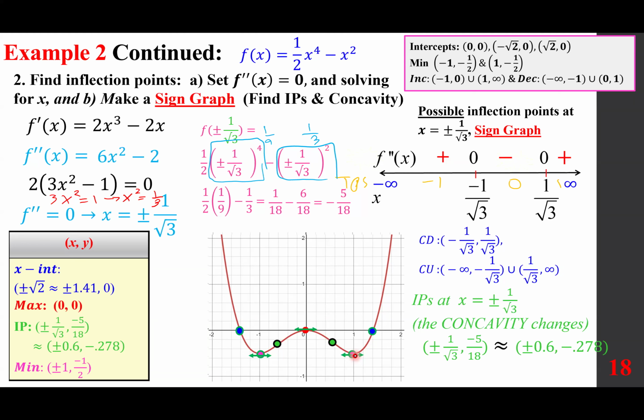Now, the function is decreasing here, increasing, decreasing, increasing. It's concave up, concave down, concave up, inflection points, local max, local min, local min. These two are also absolute min because no other point has a smaller y coordinate, everybody. So I hope everybody's clear on that.